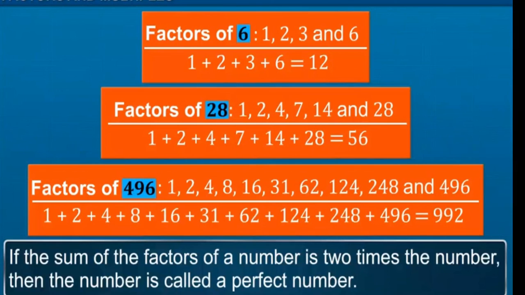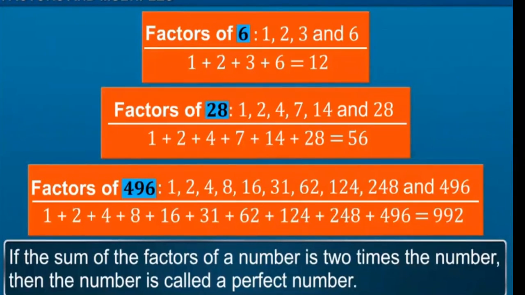Okay, so here we can see another thing, that is perfect numbers. Now, for perfect numbers, take 6. The factors of 6 are 1, 2, 3 and 6. Now if you add all the factors you will get 12, that is 2 times 6. 6 into 2 gives 12.